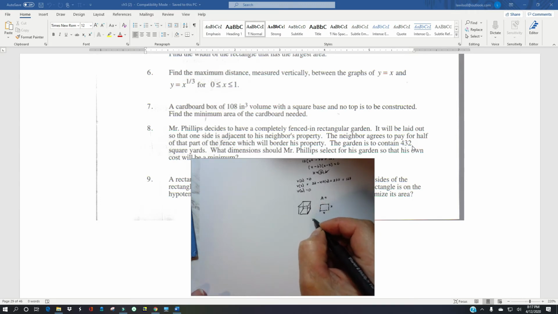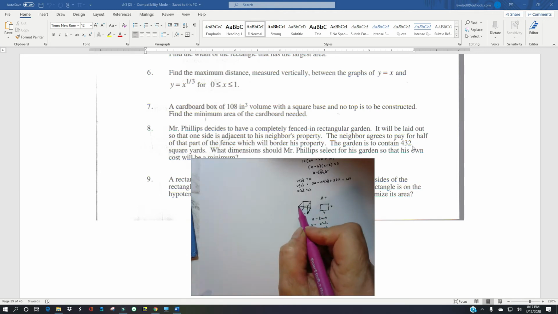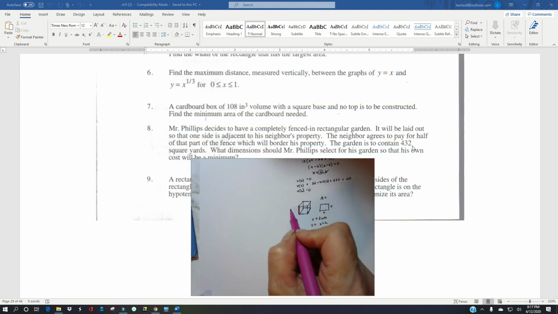So we know that volume is length times width times height. So in this case, volume is x squared times height. Volume was given to be 108, so the height is equal to 108 over x squared. So the height of this box, this height, is going to be 108 over x squared.